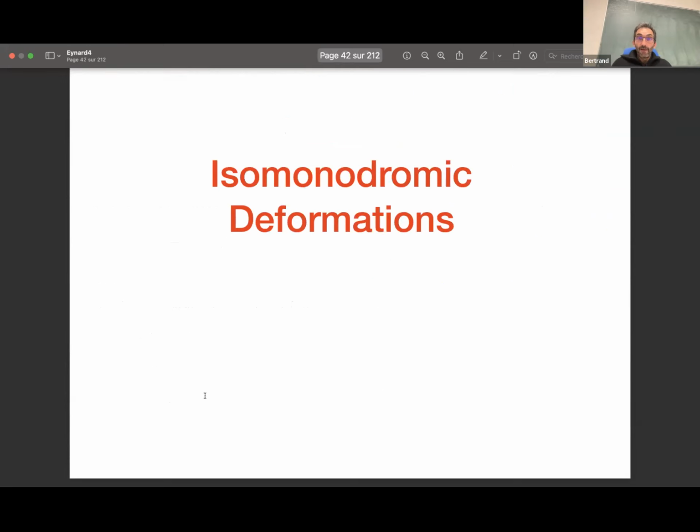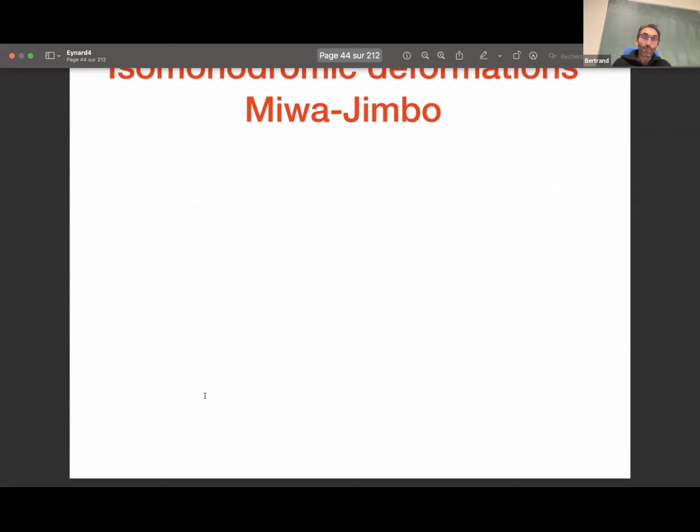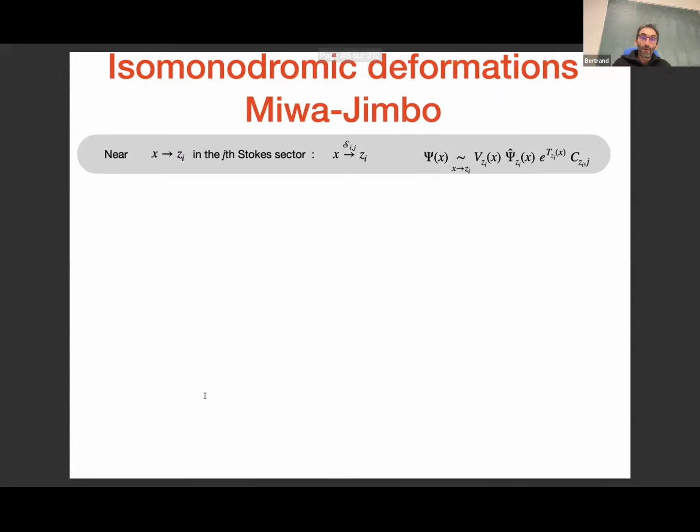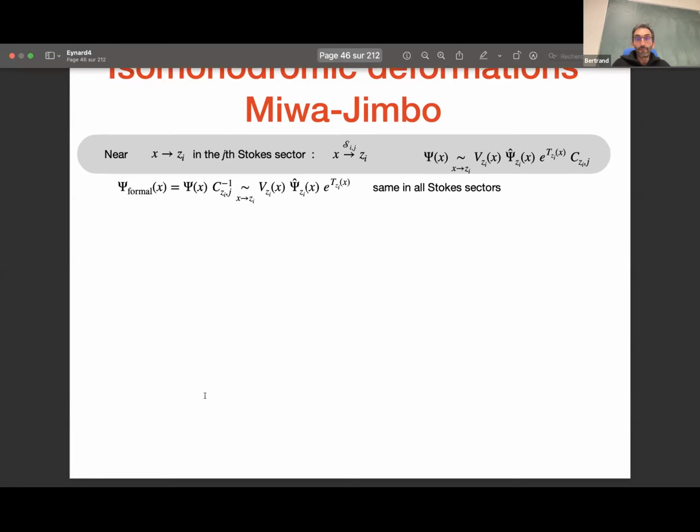Okay, let me now recall a little bit the Miwa-Jimbo isomonodromic deformation theory, so what is called the Miwa-Jimbo tau function. So let me recall that. First of all, let me define psi formal.